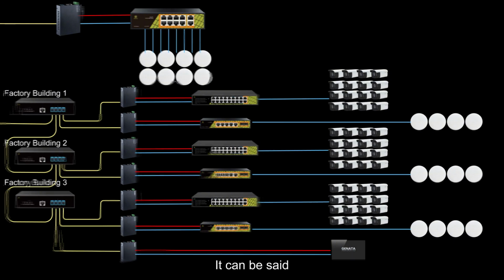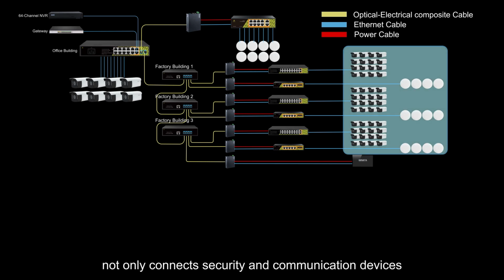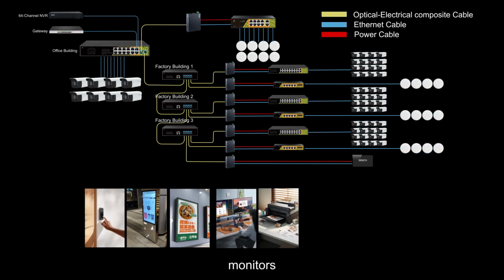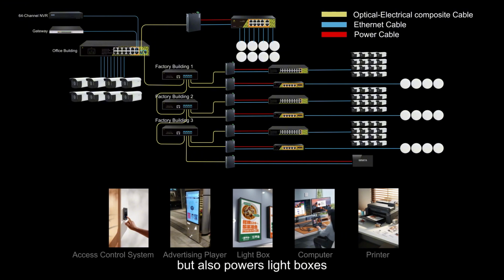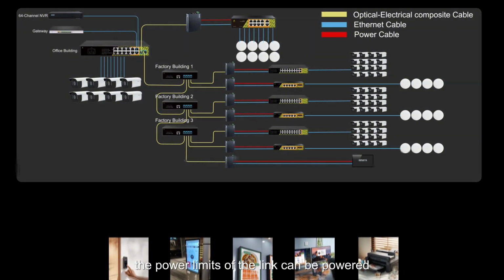progress. It can be said that GENATA PoF full optical network solution not only connects security and communication devices, such as access control, monitors, and advertising players, but also powers lightboxes, computers, printers, and more. That's right, any electronic device within the power limits of the link can be powered.